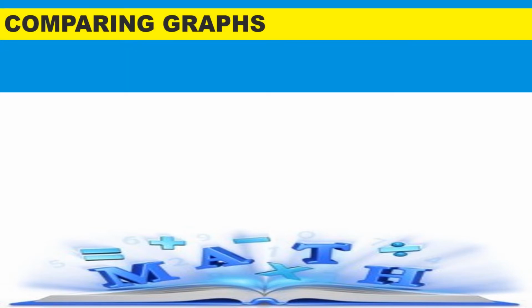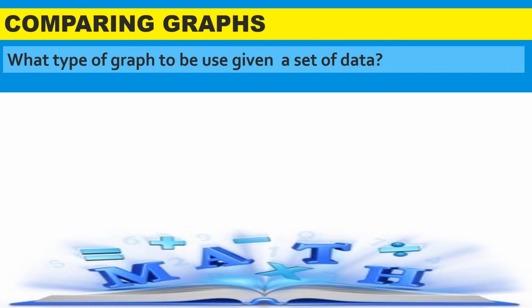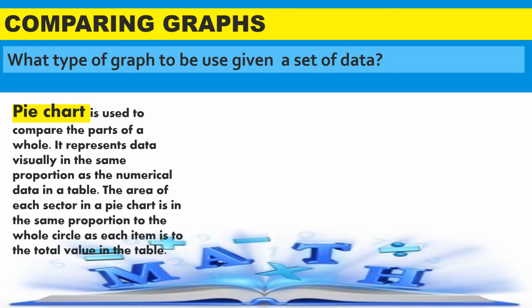So let's compare the graphs of the three presentations of data. What type of graph should be used given a set of data? Number 1, we can use a pie chart. A pie chart is used to compare the parts of a whole. It represents the data visually in the same proportion as the numerical data in the table. The area of the sector in a pie chart is in the same proportion to the whole circle as each item is to the total value in the table.